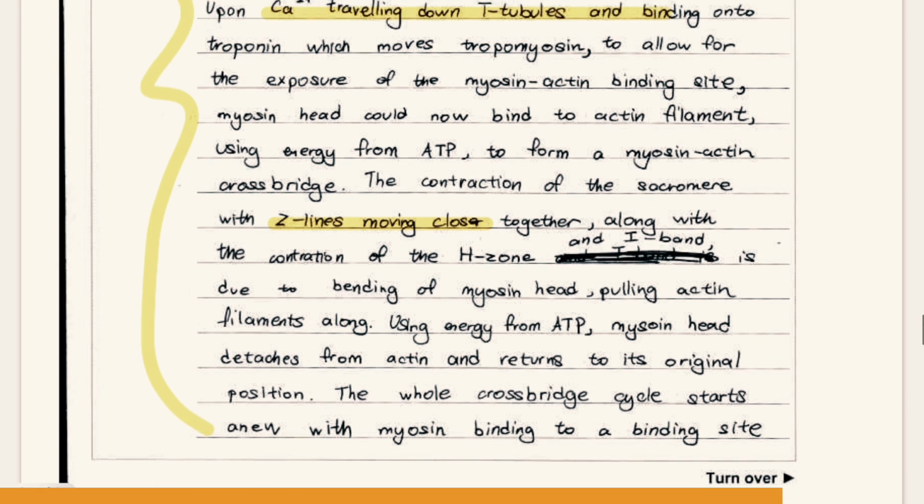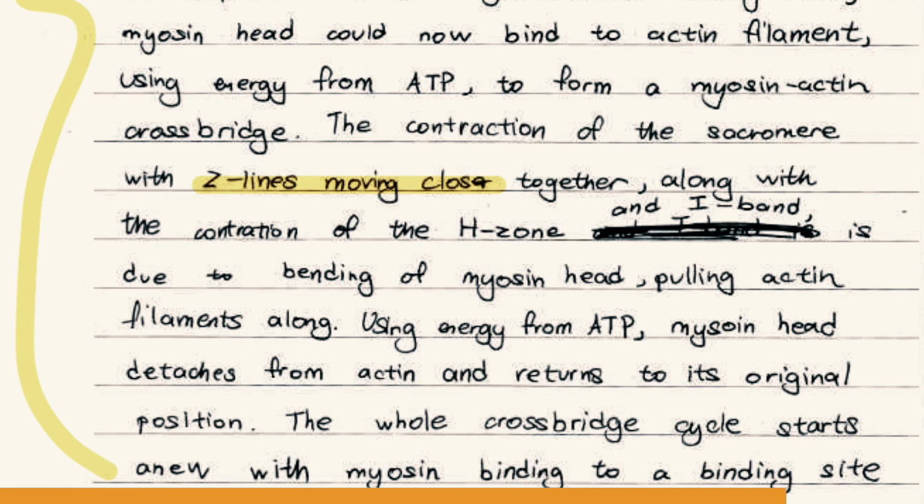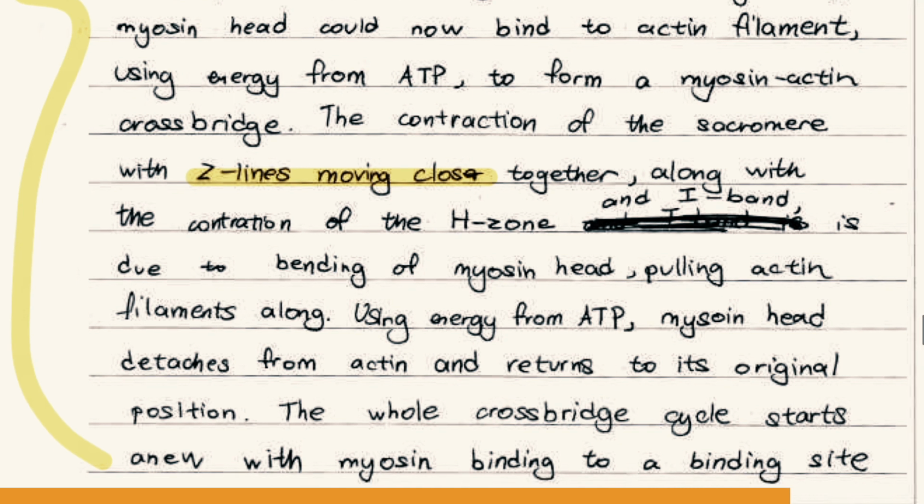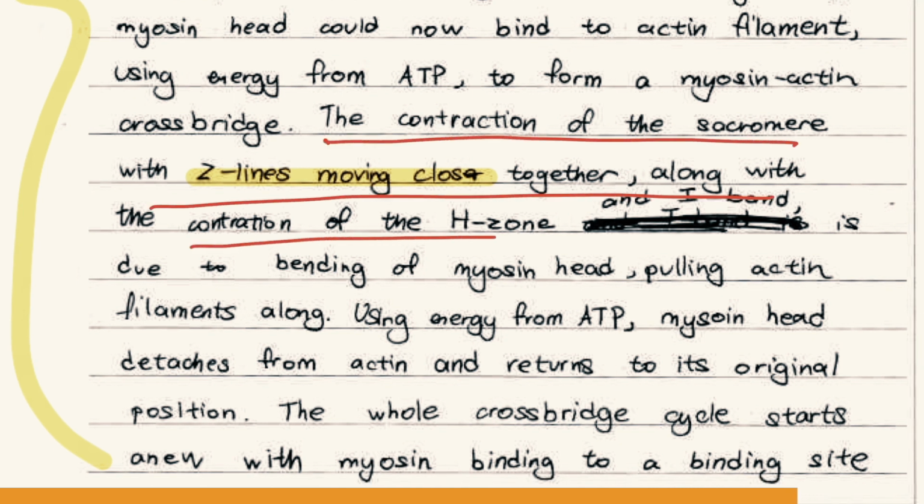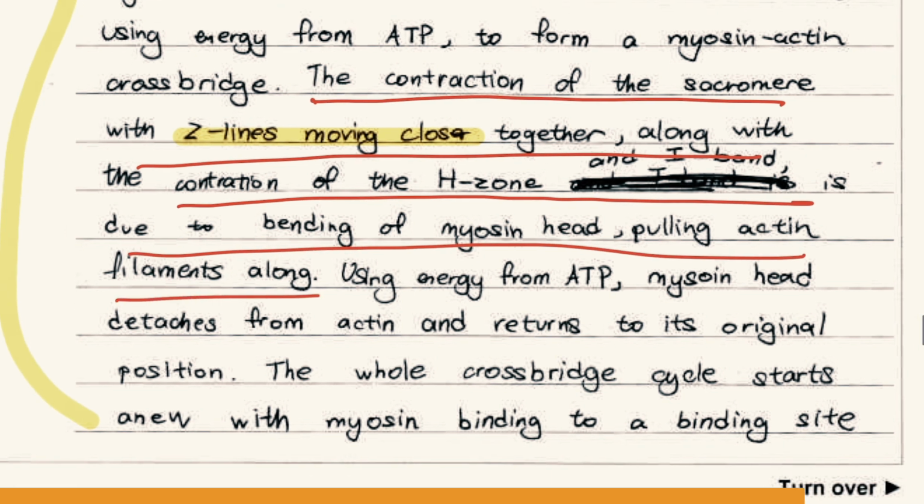So you can see, let's pick a random sentence. Can a GCSE student understand this? The contraction of the sarcomere with Z lines moving closer along the contraction of the H zone and I band is due to the bending of myosin head pulling actin filaments along. No, this is really a technical sentence, and definitely if I showed it to a GCSE student, they'll be like, what? So yeah, check that with every single sentence in your essay, or just have a conscious thought.